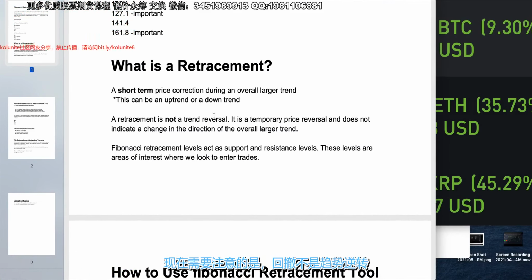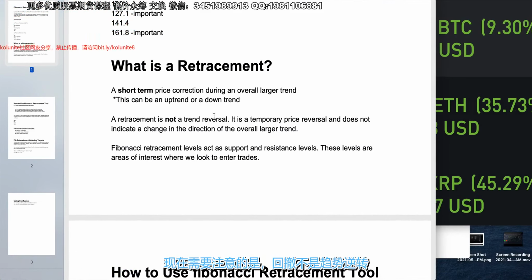And the way we're going to use it is, if we are in an uptrend, we are always going to pull from the swing low to the swing high. In a downtrend, we will always pull from the swing high to the swing low. Now, when you're pulling this, you need to make sure to choose. Either you're going to pull from the wicks to the wicks or from the bodies to the bodies. Never mix the two. Let me show you what I mean.